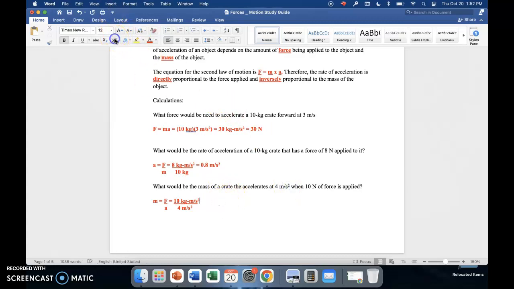And then again, we do the math. We do 10 divided by 4. We get 2.5. We look and see what gets canceled out. It's the meters per second squared that gets canceled out, and we are left with kilograms. So that is how we calculate mass from force and acceleration. So I'm going to take a second here and make sure that you get caught up. This is in your notes, so if you get a little behind, you can always go back later.